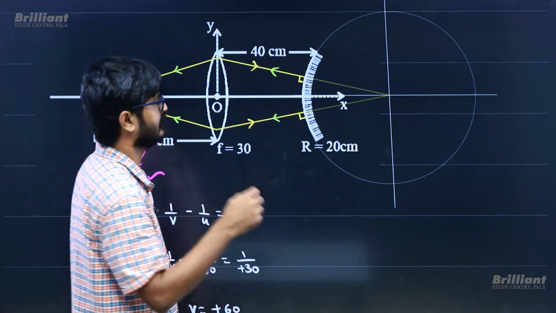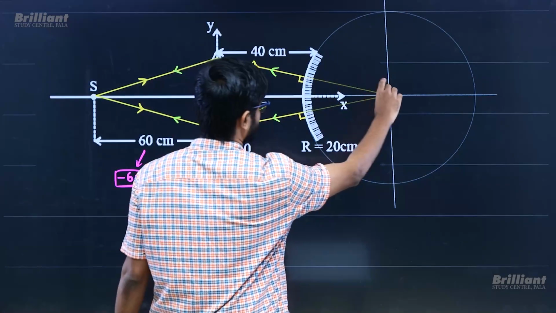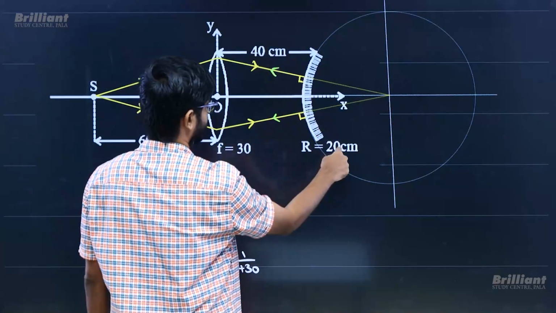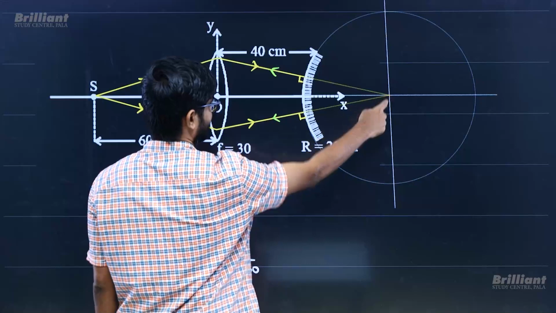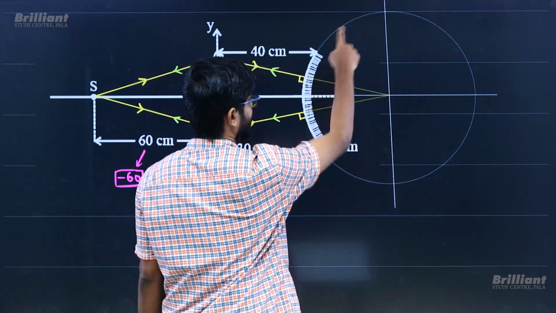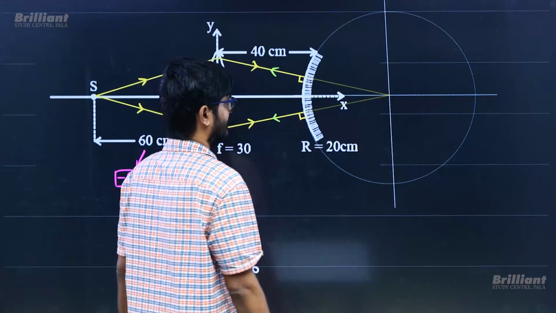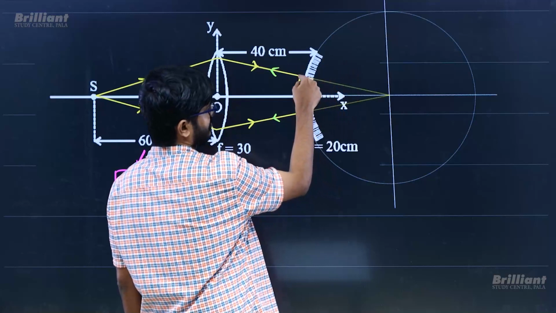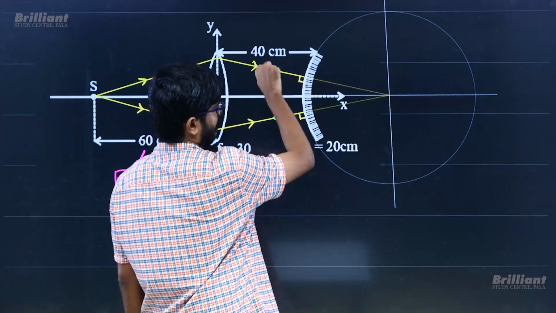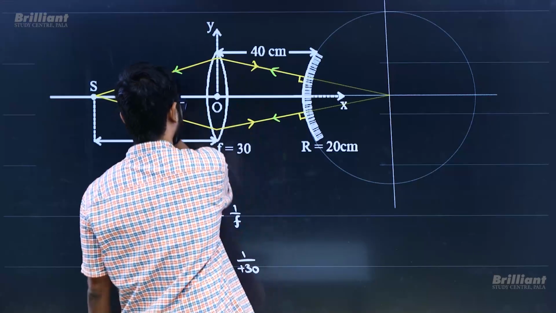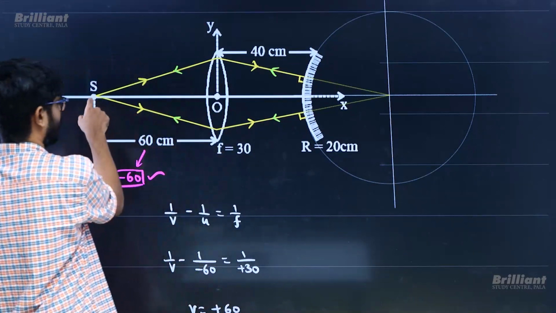The other way of saying it is, when the mirror is not there, the rays would have converged at 60. But they have placed the mirror in such a position that this is 40 and this is 20. So you can see the center is at 60. These rays are supposed to meet here, but you are placing the mirror in that particular manner so that the center is where they are supposed to meet. The other way of saying it is, they are going to hit the mirror perpendicularly, then they are going to retrace the path. So the final image will be formed here.